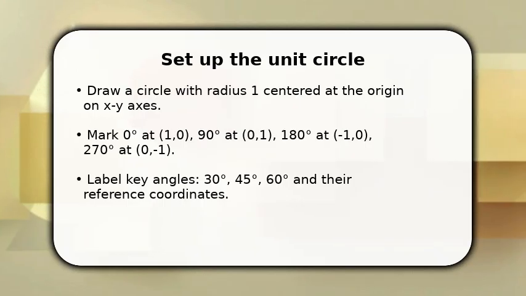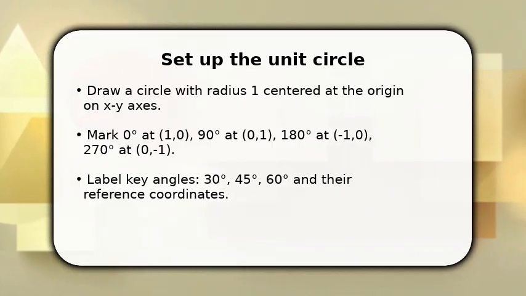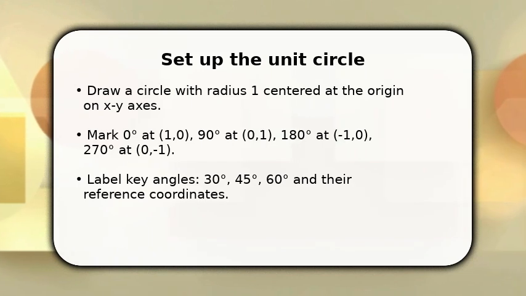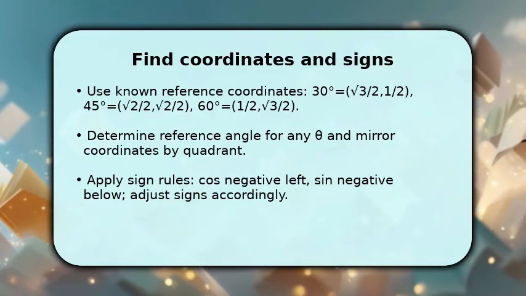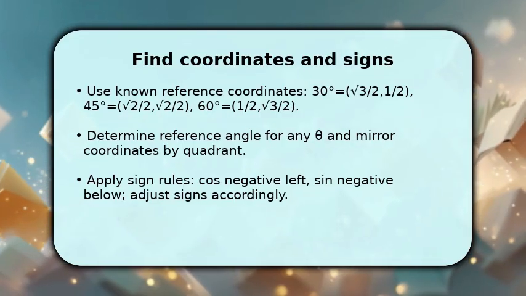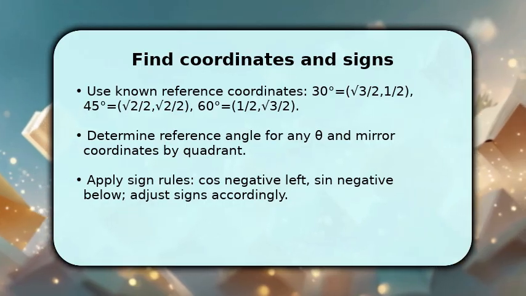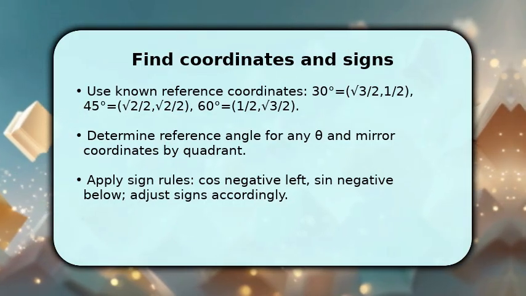Once done, note that any point on the circle has coordinates cos theta, sin theta, so finding exact values reduces to reading those coordinates. Make sure to write common coordinates as fractions and radicals so you can use them immediately in later steps. You now convert any angle into a reference angle between 0 degrees and 90 degrees by subtracting quadrantal multiples. This gives you the base coordinates from the table.